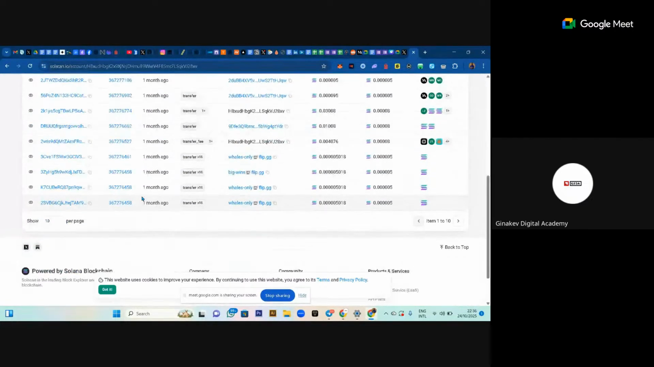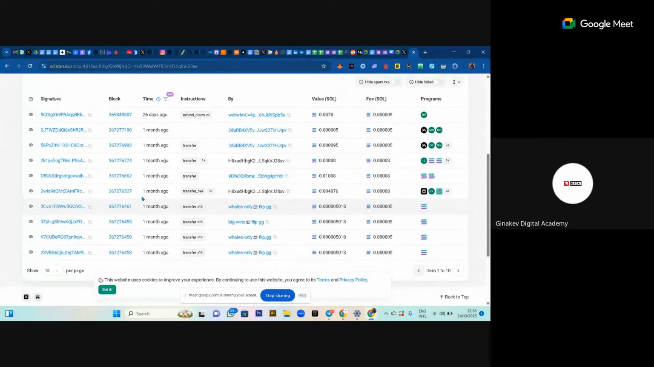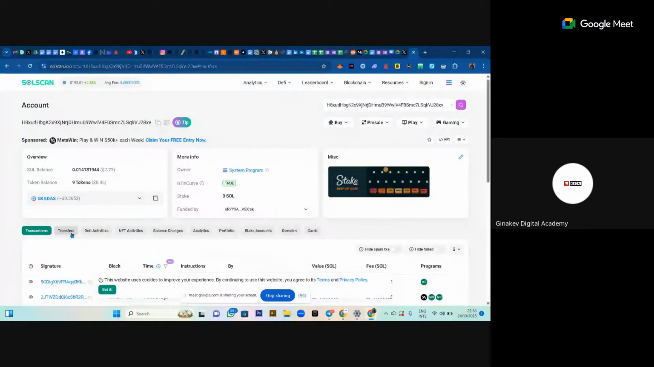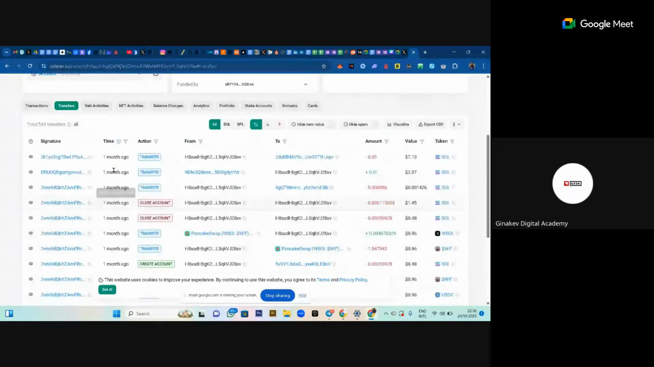Look at different interactions that have happened in this wallet. Okay, let's look at transfers. So when was the last time? 1 month ago, $7 was transferred out of this wallet, right?